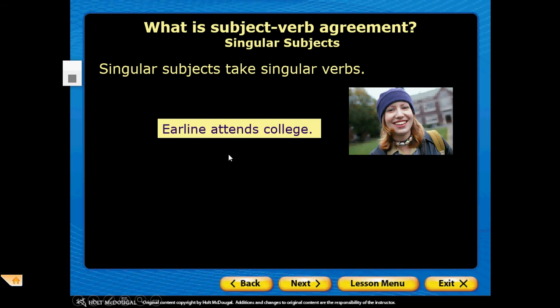Okay. Very good. So Erlene is what kind of subject? Are we talking about one person? Yes, it's singular because it's one person. And how about the verb? Look at the verb. What changes have we made to the verb if the subject is singular here, Anthony? Have you noticed? Yes, we've added an S. What kind of S? This is the singular S, which is added to the verb.